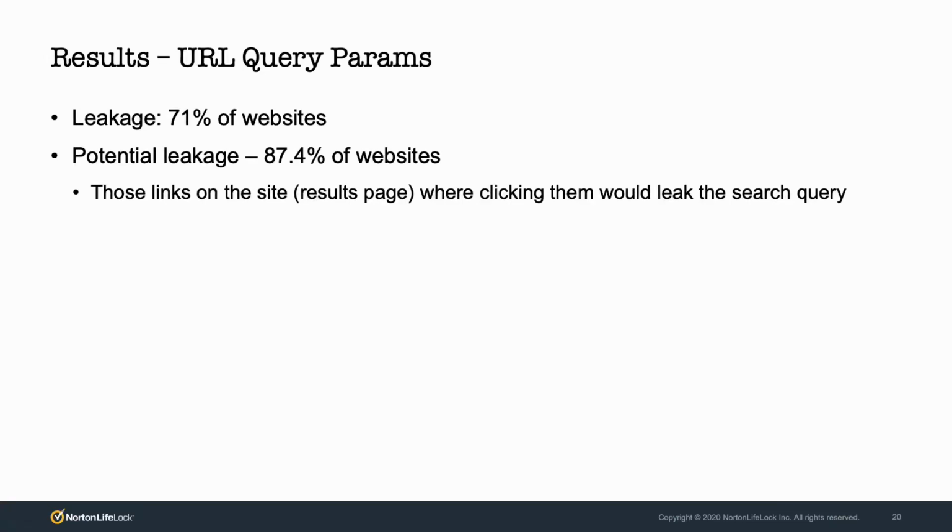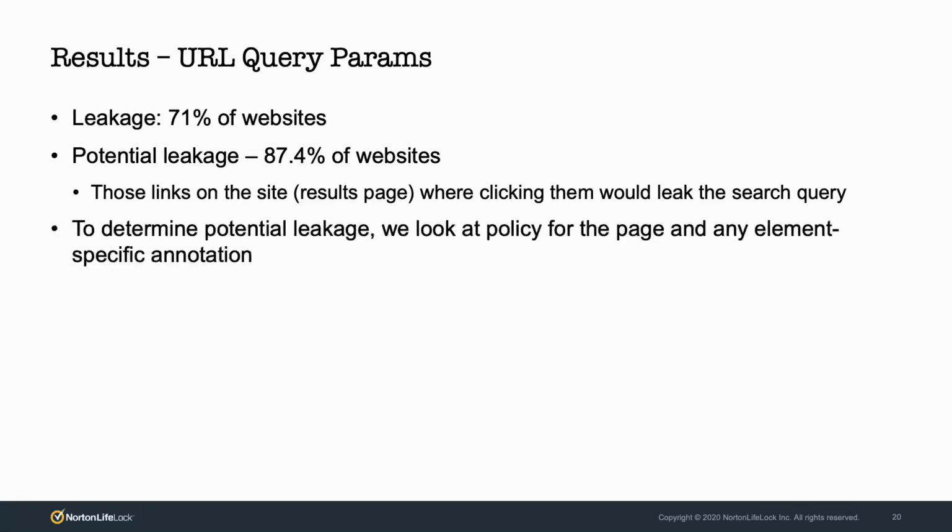The idea here is that websites which display search results may contain a variety of links. When a user clicks on one of those links, in that case, this query string may be leaked to that website's operator through a poorly configured referrer policy. To determine the potential leakage, we looked at the policy for the page and any element-specific annotations.